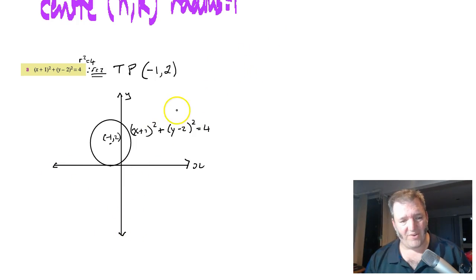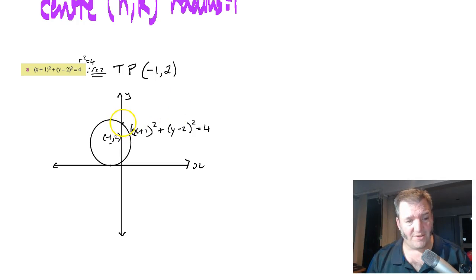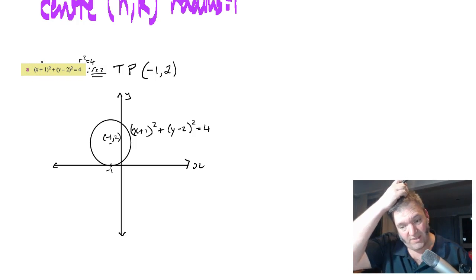Let's say I was being really nasty and told you I wanted the intercepts. Well, this intercept here is okay. We know that that's at x equals -1, and you can check it: when y equals 0, I substitute in 0 and I'm going to get -2 squared is 4, so I'm going to have 4 equals 4. So the only way I can get that to work is if x is -1, because then that would make that bracket 0. So that's why there's only one x-intercept.